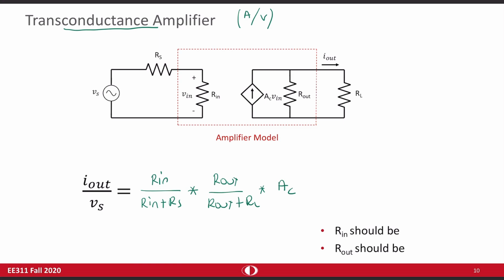So in this case, to make this thing much closer to 1, you want high Rin and you want high Rout. So both of them should be as high as possible. So this is a different story than the previous one. For transconductance amplifiers, you need both high input resistance and high output resistance.